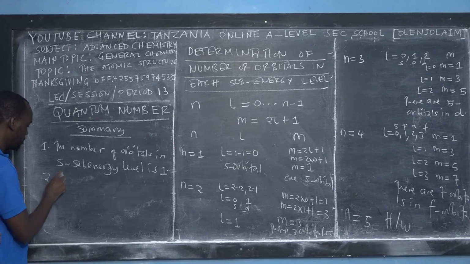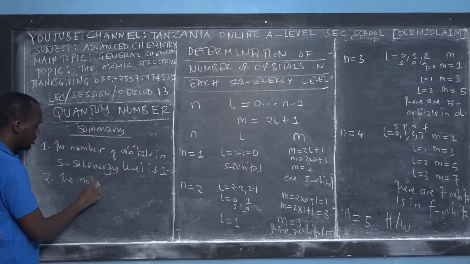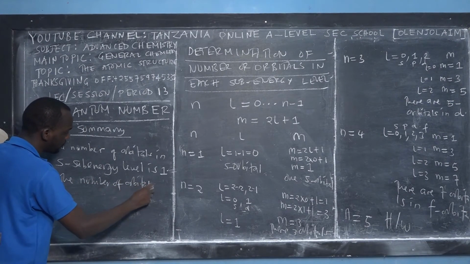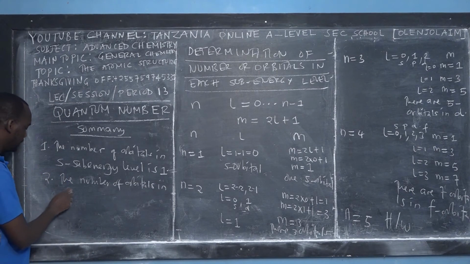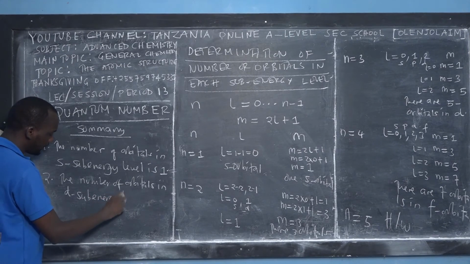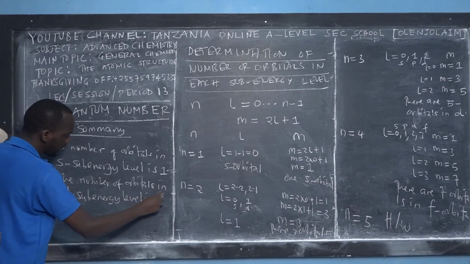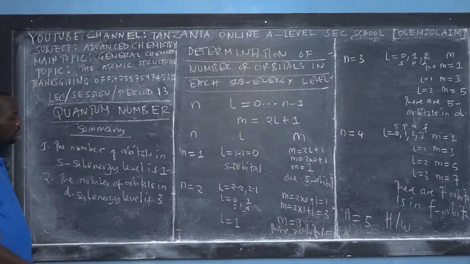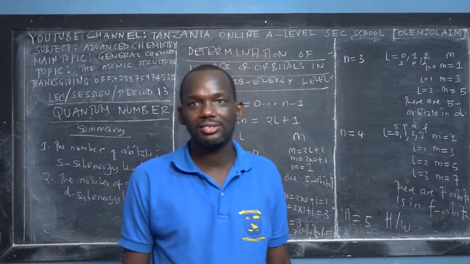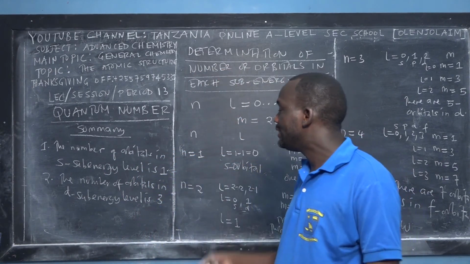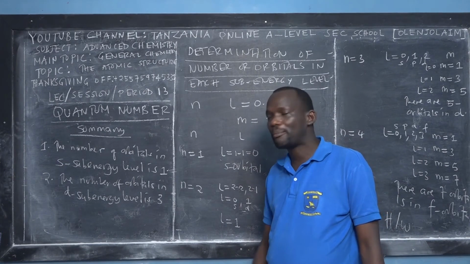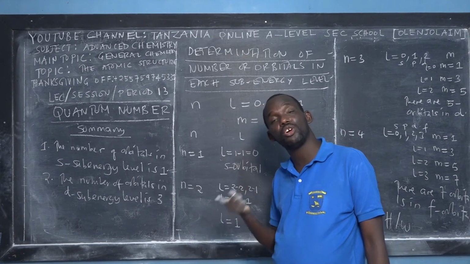Number 2, the number of orbitals where we can fill electrons in the D sub-energy level is 3. So you have 3 orbitals. Remember that one orbital can accommodate only 2 electrons, right? So it means that in S sub-energy level we can fill only 2 electrons, not more. The maximum number of electrons in S sub-energy level is only 2.